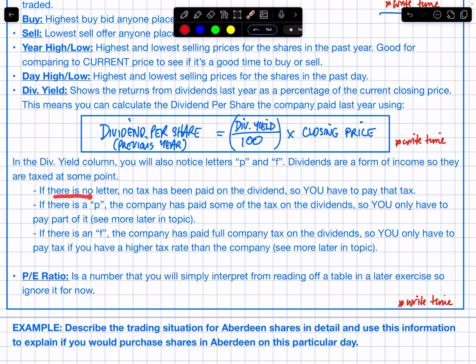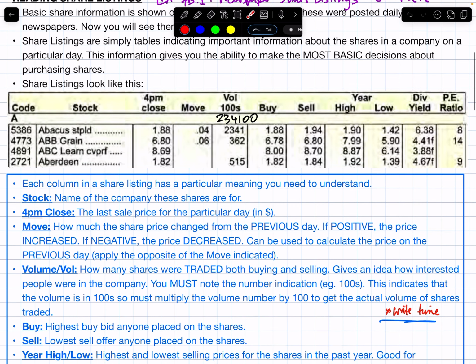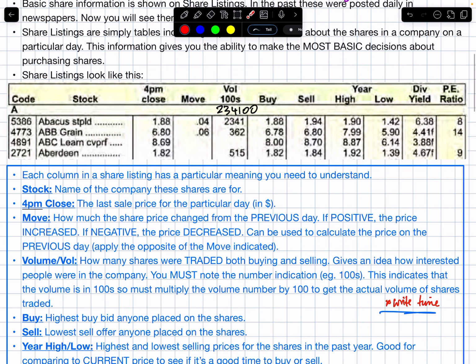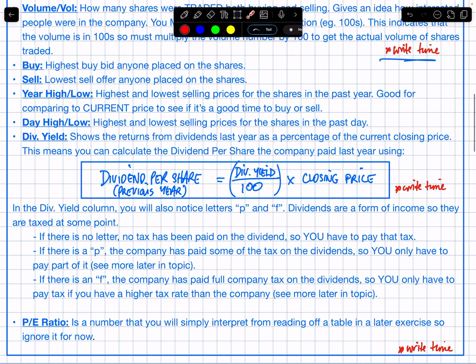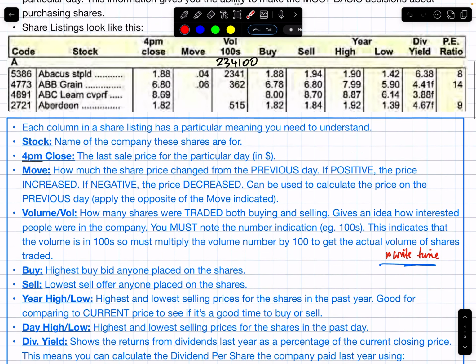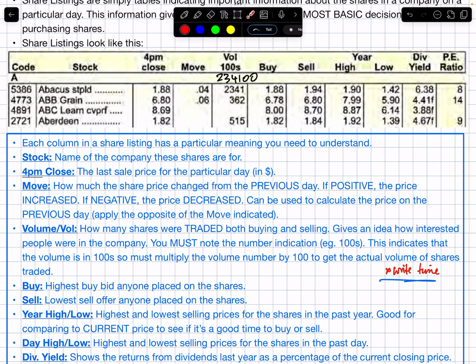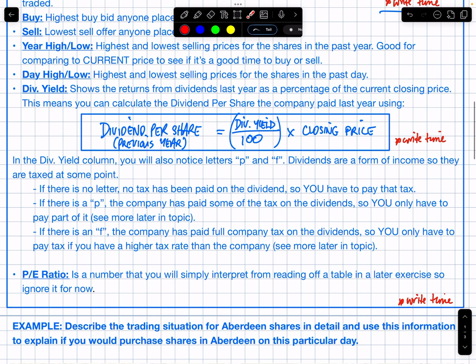If you see that there's no letter next to the yield number, that means the company hasn't paid tax on that dividend and you're going to have to pay the tax. So that's sort of a negative thing. If you see F, that means the company is giving you fully franked dividends, which means the company paid the tax required on those dividends, so you don't have to pay any. And if you see P, that means the company partially paid some of the tax on the dividends, they're partially franked. Lastly, the PE ratio here, we're going to ignore that for now because the next exercise details it more. So just for this first exercise, you ignore it, it's just a number.